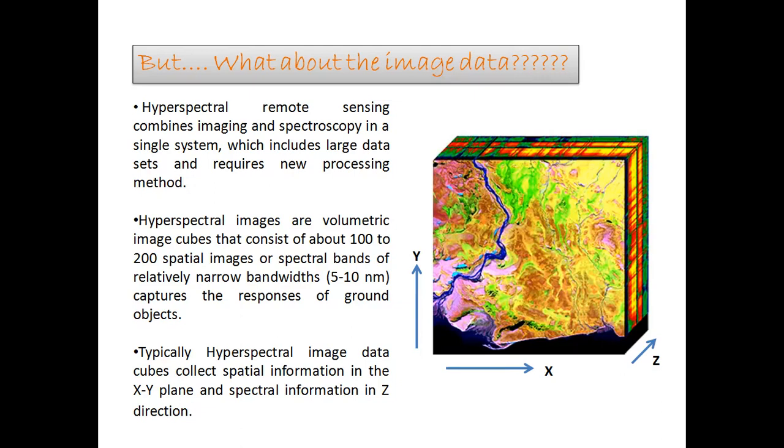So again, hyperspectral remote sensing imaging system combines the image data and the spectroscopy in a single system. Hyperspectral images are 3D volumetric cubes which consist of 100 to 200 or more spatial images or spectral bands of relatively narrower wavelength, and the hyperspectral image data cube collects the spatial information in the xy plane and the spectral information in the z direction.